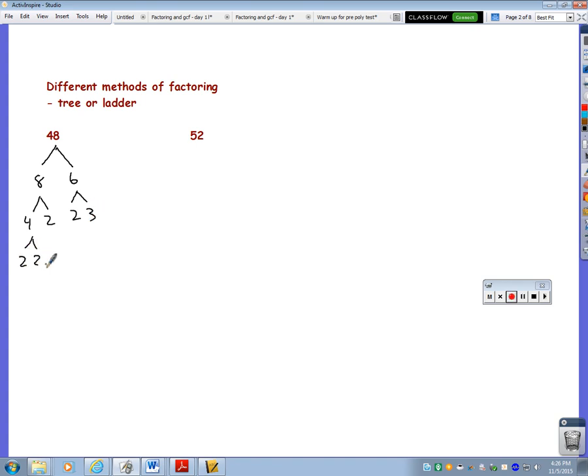So the factors of 48, if you go all the way down to prime numbers, are 2 times 2 times 2 times 2 times 3, but you can think of other sets of factors for 48. For example, 1 times 48, 2 times 24, 3 times 16, 4 times 12, and 6 times 8. Those are all the sets of factors for 48.